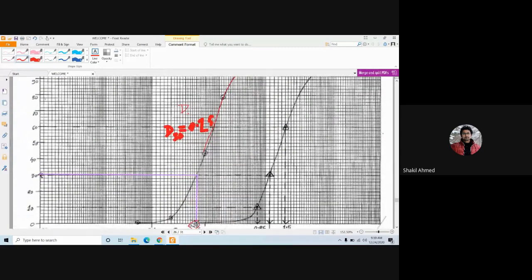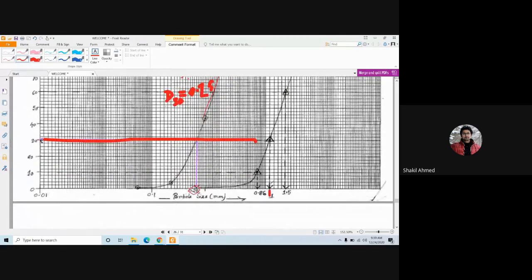So D30 of the gravel pack material is 1. Here, 1. You get this point, right? 1 and D30. This is the point. Am I right? You don't have this graph yet. You just have this point now.